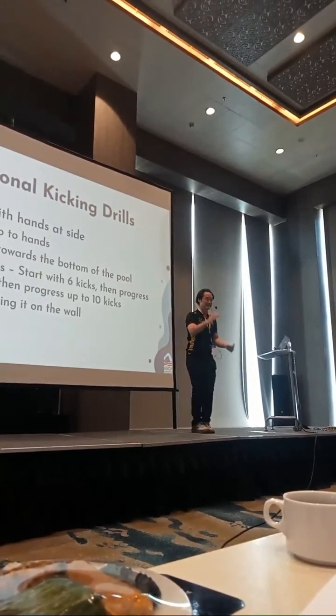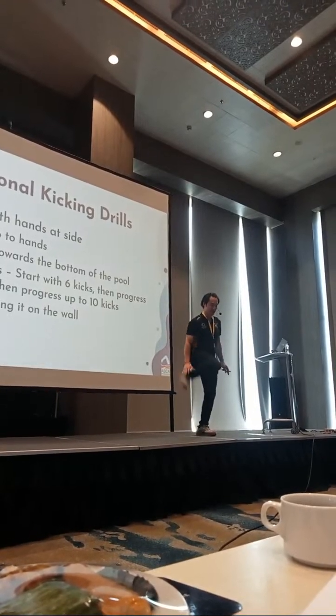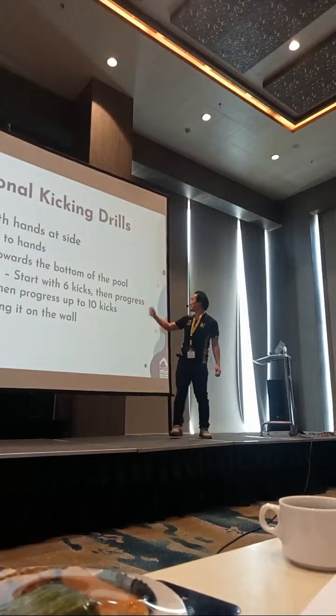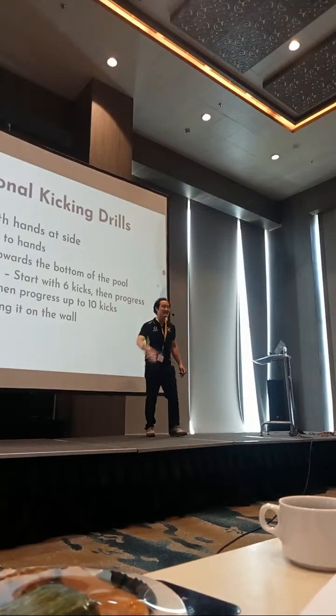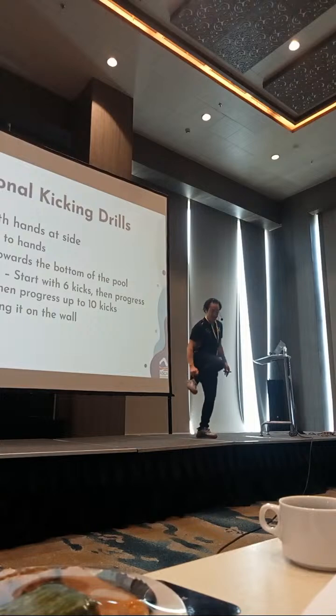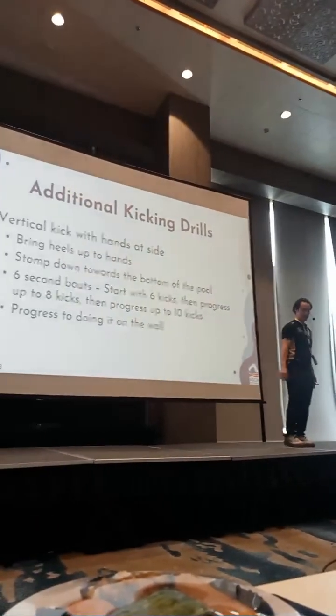So starting with 6 kicks in 6 seconds. So 1, 2, 3, 4, 5, 6, and then trying to get faster, going up to 10 kicks in 6 seconds. So that kick speed is heels up fast, heels down fast, heels up fast, heels down fast.